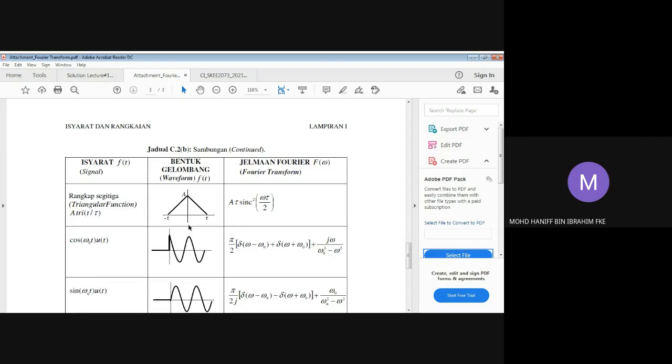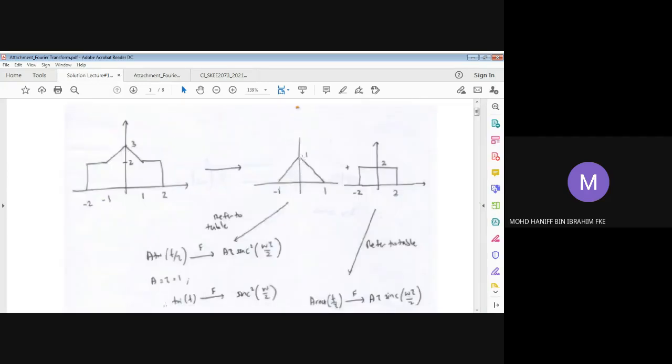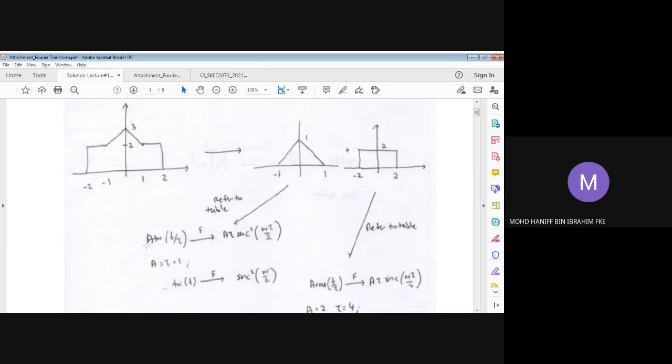When we go back to the solution just now, we know that the amplitude A is equal to 1 and tau is also equal to 1. So we substitute A and tau in its Fourier transform. We can write that this equation in the time domain will be triangular(t), and its Fourier transform is simply sinc squared(omega divided by 2), because A and tau are both equal to 1.